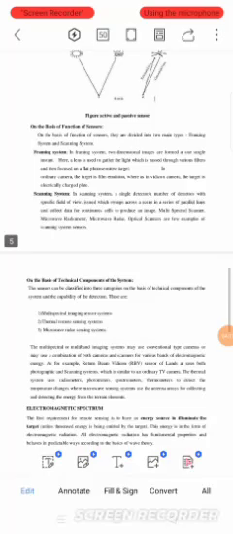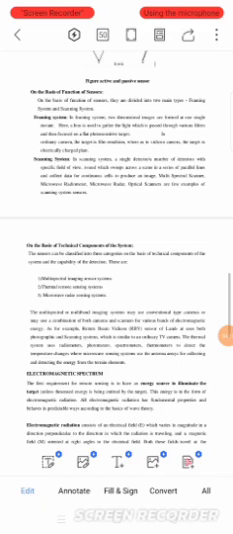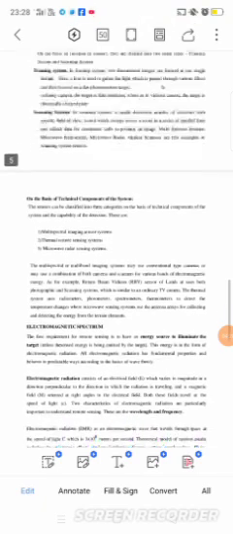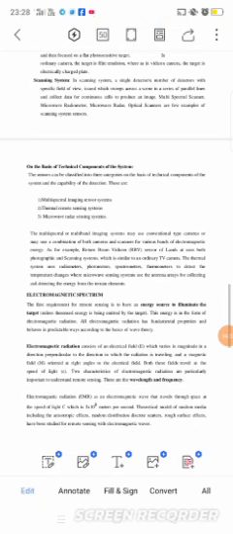On the basis of the functions of sensors, they are divided into two categories: framing system and scanning system. On the basis of the technical component of the system, the sensors are classified into multispectral image sensor system, thermal remote sensing system, and microwave radar sensing system.